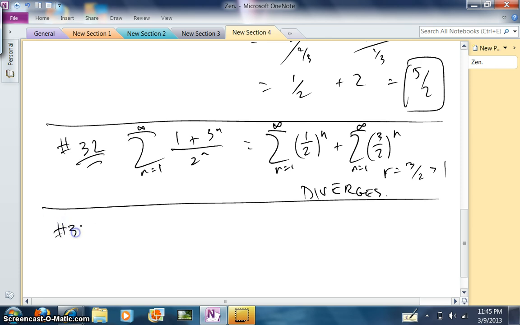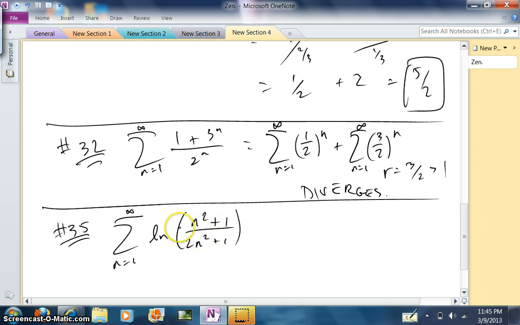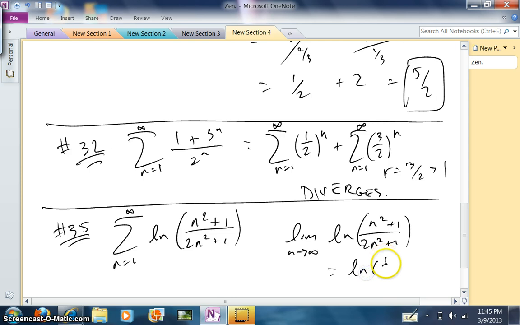So look at number 35. ln of (n squared plus 1) over (2n squared plus 1). Okay, kind of fancy looking. Take the limit here. Just the inside, this limit goes to 1/2 because the powers are the same. I just extract the coefficient, so it's 1/2. That's the inside. So if I take the limit as n goes to infinity of that whole thing, the inside goes to 1/2, so this equals ln of 1/2, which I don't care what that is exactly. I just know it's not equal to 0, and so this diverges.